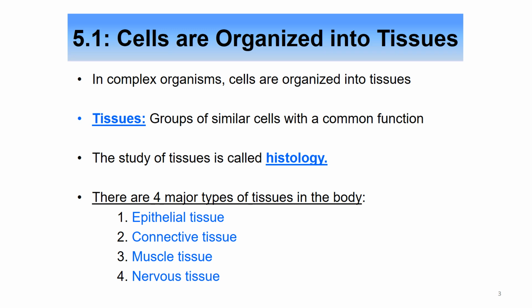In complex organisms, our cells are grouped together into tissues. And so here the cells have similar functions and they have a similar shape. So tissues are really just groups of similar cells with a common function. The study of tissues is called histology. So there are 4 different major types of tissues: epithelial, connective, muscle, and nervous.